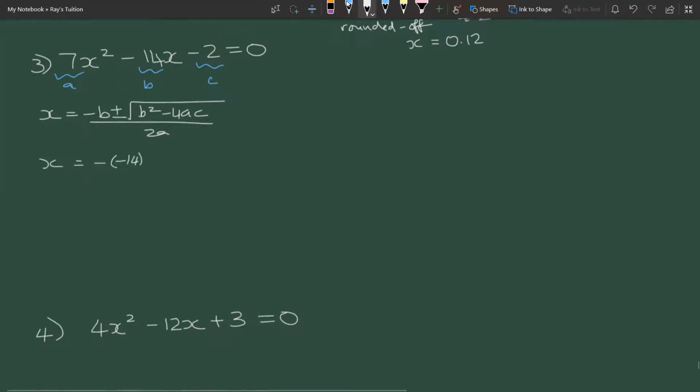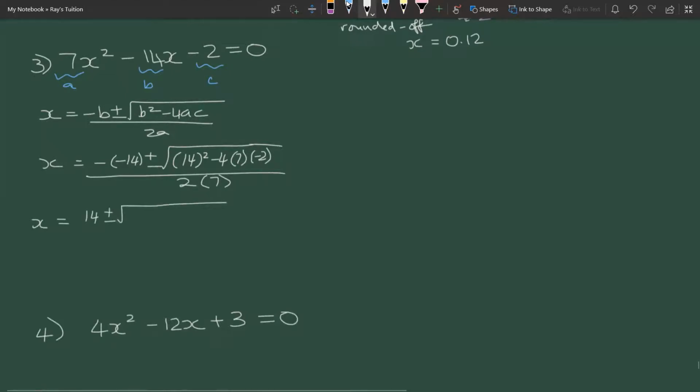Look at this, it's negative in the formula, and the b value is negative, so it's a negative, plus or minus the square root of 14 squared minus 4 times 7 times minus 2 all over 2 times 7. So this here is x is equal to negative, gives us a 14, plus or minus 14 squared is 196. And then 4 times 7 times 2 is 56, and then it's positive 56 over 2 times 7, which is 14.